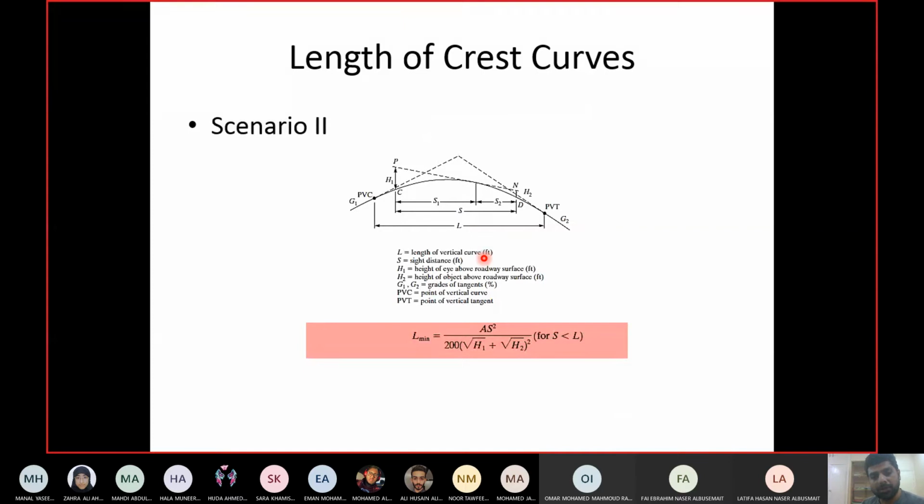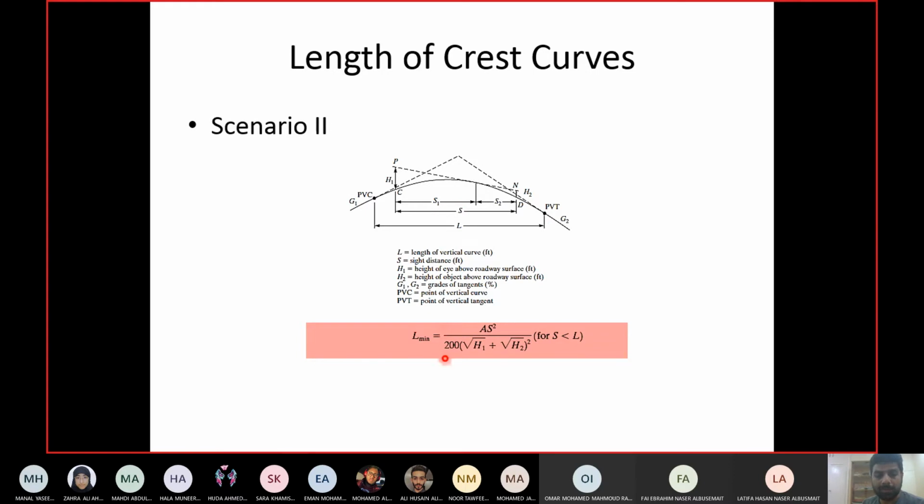Then you have another scenario where s is less than L. The sight distance required is less than the length of the curve. You can see it here: this is s, and PVC to PVT is L. So L is more than the sight distance required. So the equation will change, and you will use this equation.